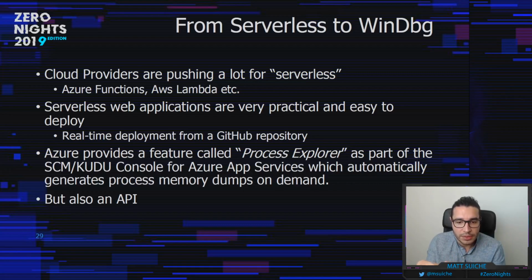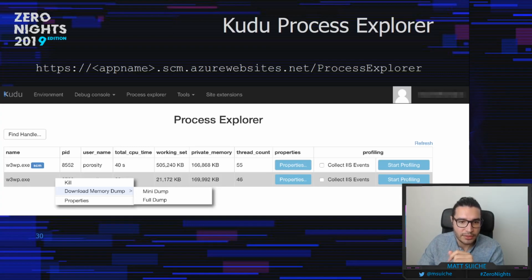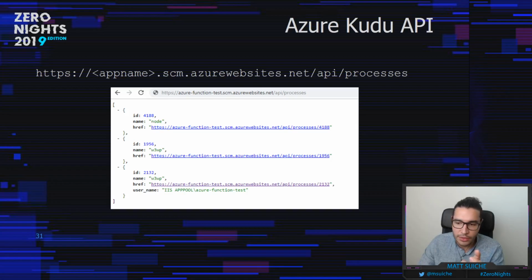And on Azure, there's something called Process Explorer, which is part of the Kudu console to manage your application services. But like I was saying, it's a script running on top of an existing layer, either Node or IIS, and there is an API to it. So if you look at it, you can also have a dump of a web server, either the IIS instance or not. Here, for instance, from the API, you can see there are 3 processes running: 2 IIS instances and 1 node instance.